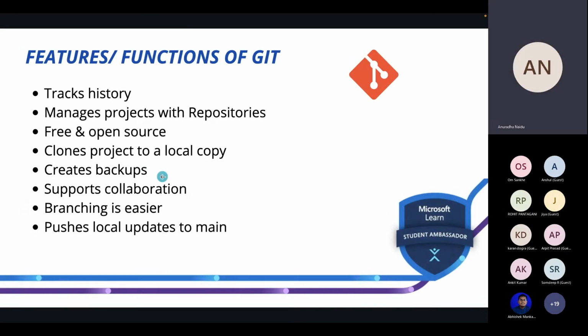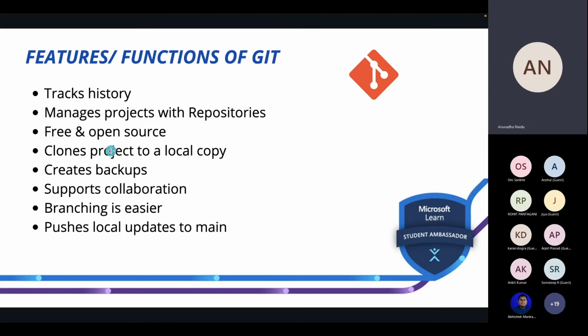So we are going to actually perform all these functions and features of Git in our Git Bash or Git terminal. So what are the features of Git? If I have to say all these, it tracks the history, that is, it tracks the changes that are made to the file. And it manages projects with repositories. Repository is a new word, but I will discuss it later on.